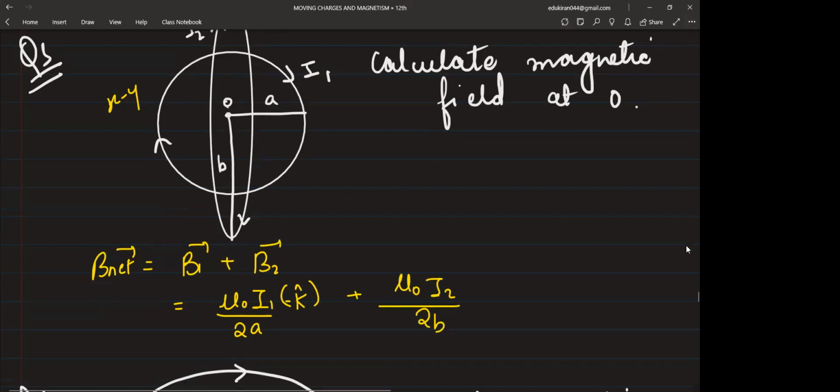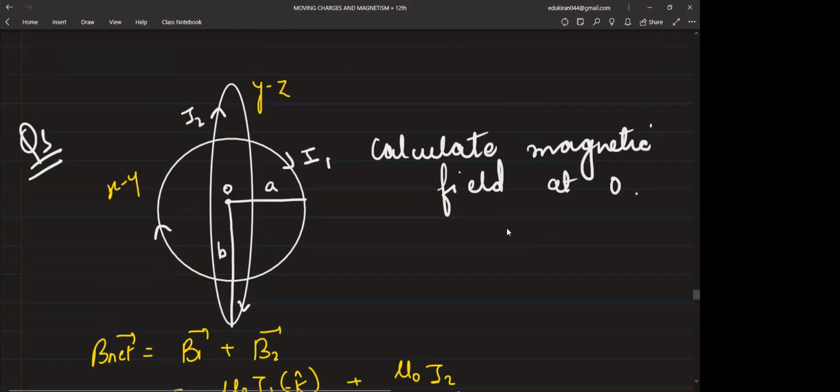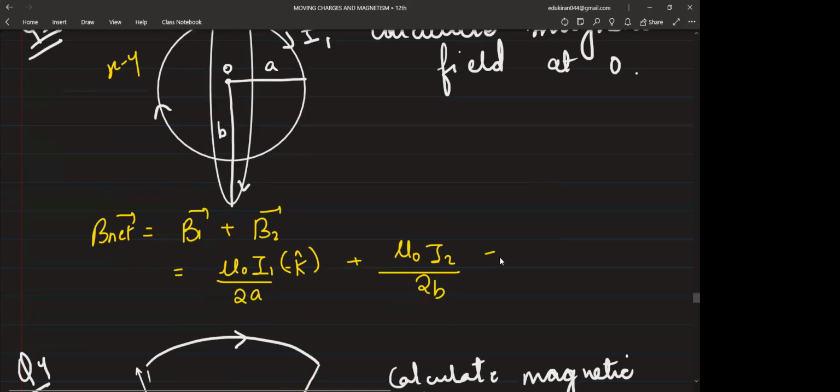Now see, this current is in the XY plane. So when you curl your fingers inwards with the right hand, the thumb is pointing towards the left. That is the negative X axis, meaning minus I cap. This is clear. See, let me show you this. Wait.